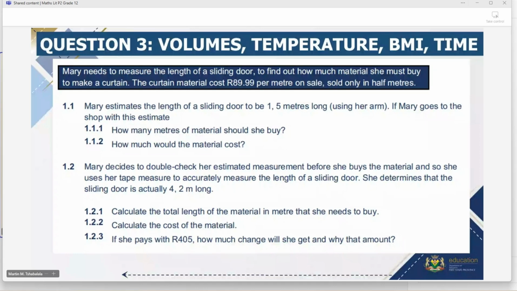It tells you that it costs 89 rand 99 per meter. You are going to need that information as you calculate. So it is very important. Read with understanding. Don't rush.